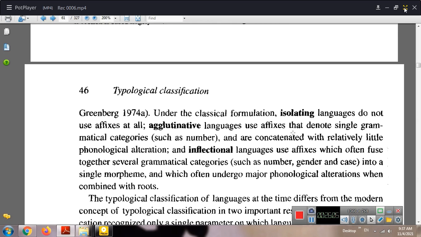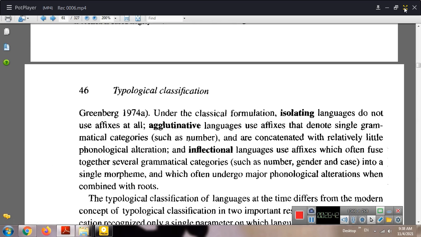By agglutinative, we mean those languages which use affixes that denote single grammatical categories, for example, number, and are concatenated with relatively little phonological alternation. And inflectional languages use affixes which often fuse together several grammatical categories such as number, gender, and case into a single morpheme, and which often undergo major phonological alternation when combined with roots.